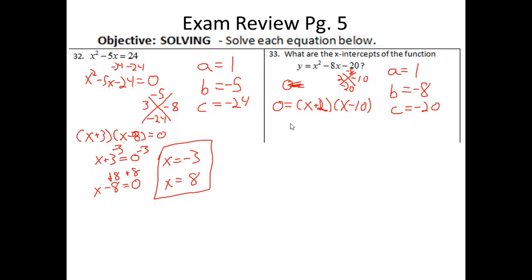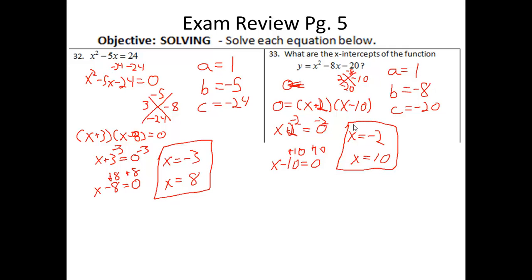Again, I set each one of these equal to 0. x plus 2 equals 0, and x minus 10 equals 0. And I end up with x equals a negative 2 and x equals 10. Again, we just had to add 10 to both sides, and here we subtract 2 from both sides. And those are your x-intercepts. One good way to check this one would be to go ahead and throw that in your graphing calculator. And your graph should cross the x-axis at negative 2 and 10.